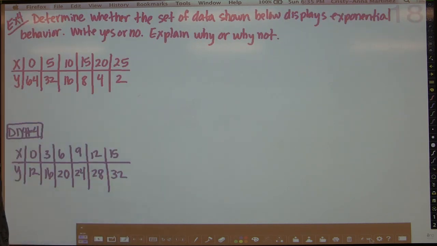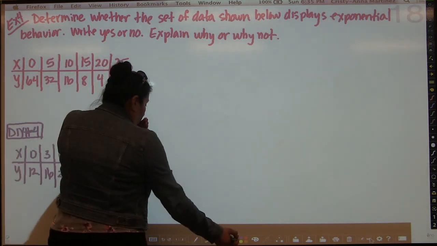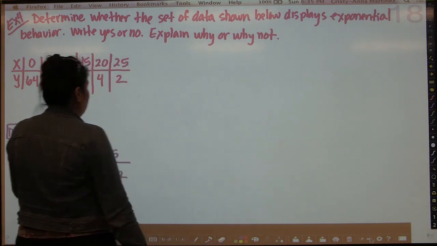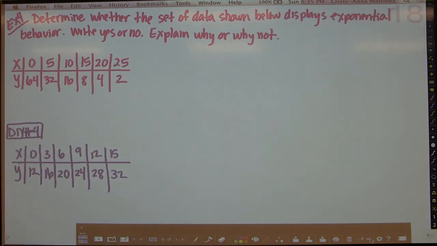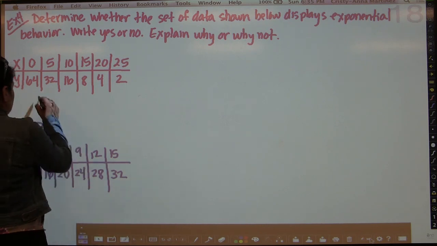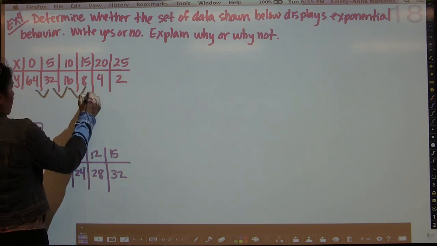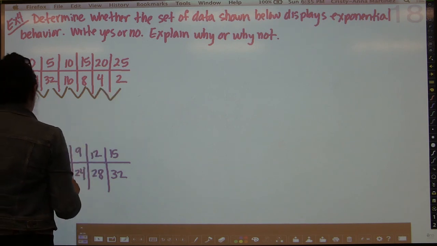And then we'll go to our last example here, and it says, determine whether the set of data shown below displays exponential behavior. Write yes or no, explain why or why not. Very easy test for us to see if there's exponential behavior or not. And that's to kind of find that common ratio, the b to the x powered part. So what you can do is you can take your values here and see if you have a common ratio.